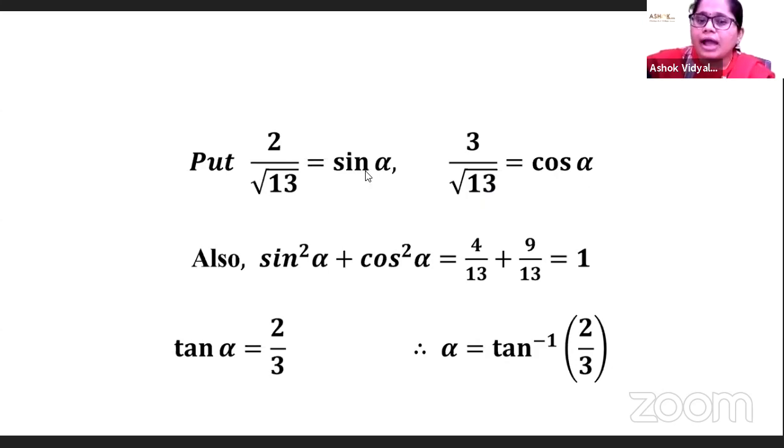Because squaring these values and adding, we get 4/13 + 9/13 = 1. And here we take the ratio of sin α and cos α, which is 2/3, the √13 getting cancelled. Hence, tan α is 2/3. Therefore, α is equal to tan⁻¹(2/3).